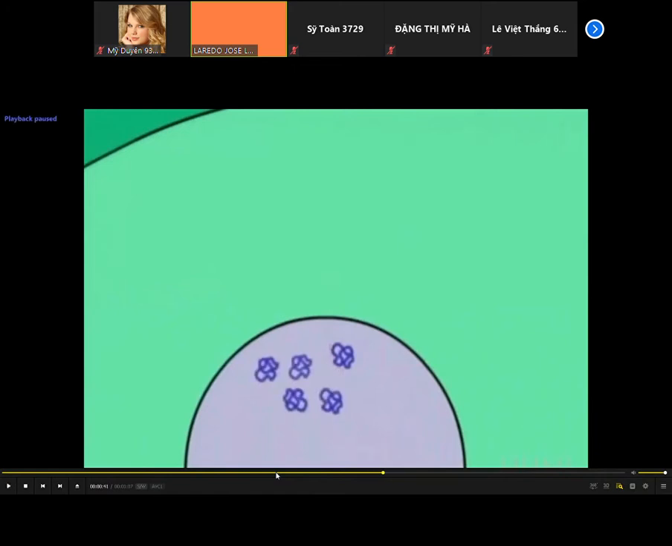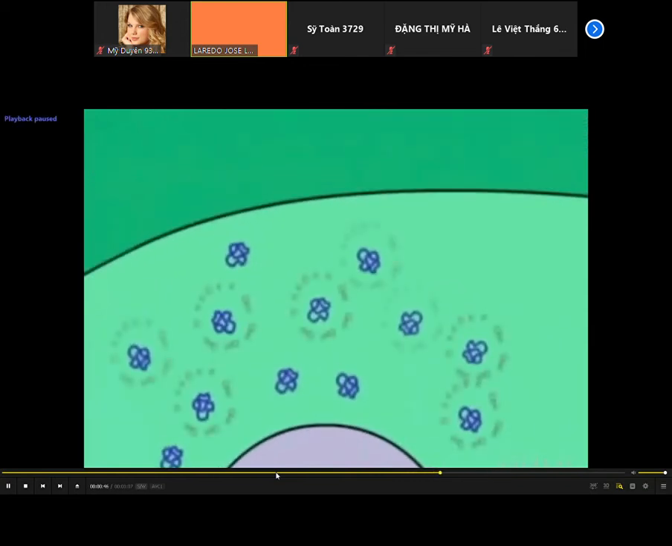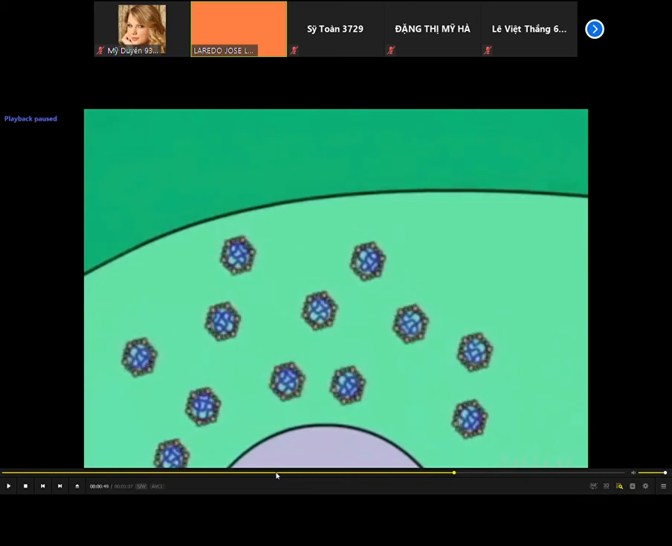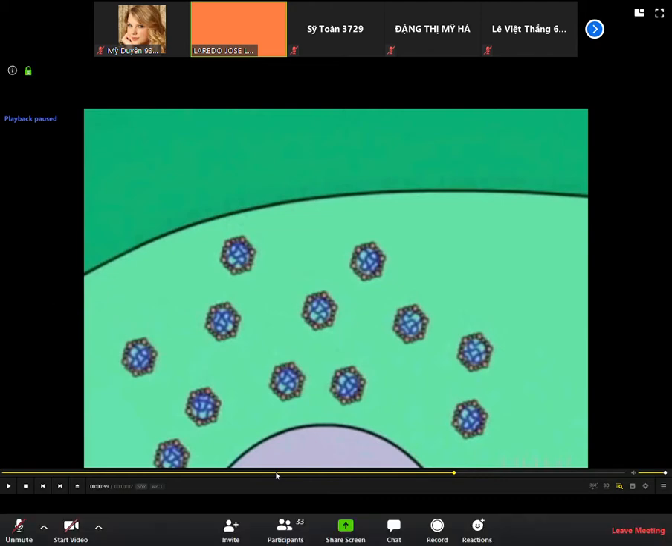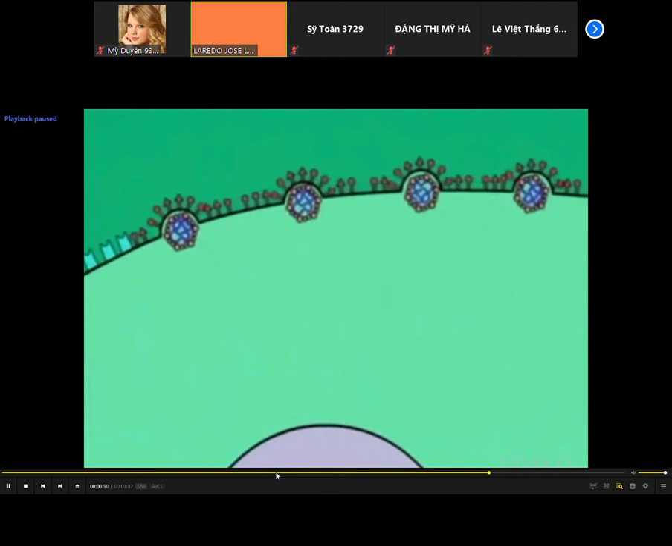Next step, the virus starts replicating, so synthesis of the nucleic acid, and the virus starts making the proteins that they need. So in this step, the virus starts synthesizing everything they need, the nucleic acid and the capsid proteins. Next step, assembly of the capsid. And the last step is release.